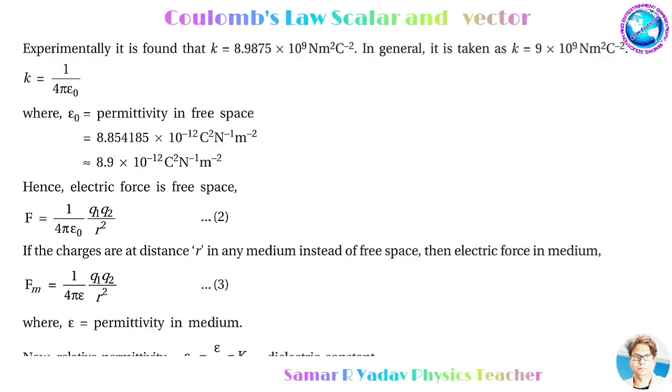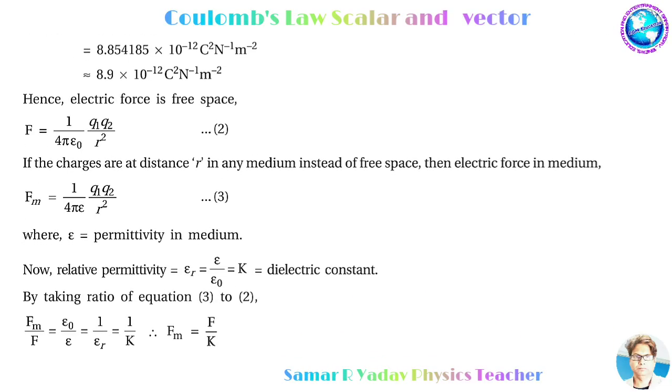If the charges are at a distance r in any medium instead of free space, then the electric force in the medium Fm is equal to 1 upon 4 pi epsilon q1 q2 upon r square, equation number 3, where epsilon is the permittivity in the medium.